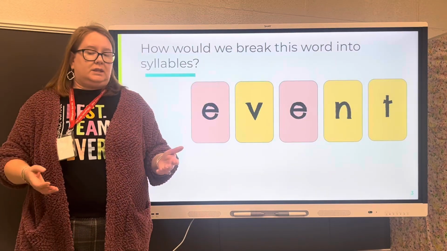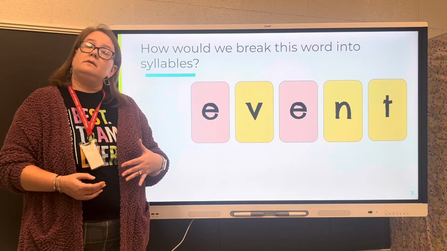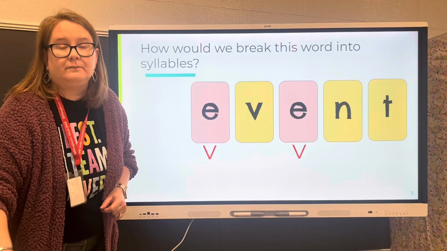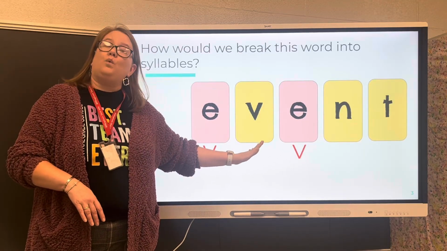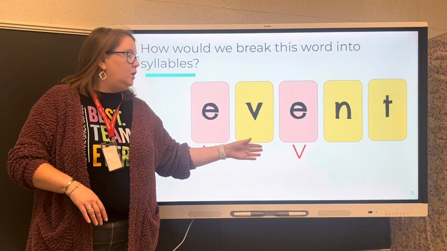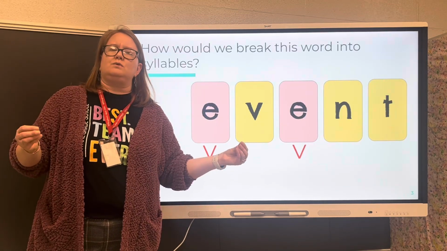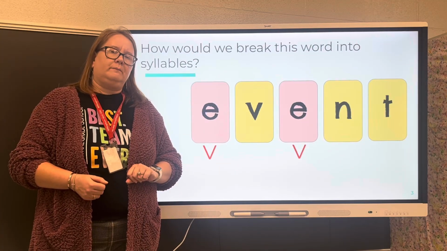So let's look at this word. How would we break this word into syllables? The very first thing we have to do is find our vowels. So I have two vowels, but notice I only have one consonant in between. When I have two in between, it's usually pretty easy because we just separate those two consonants. But when there's only one, it's a little trickier.